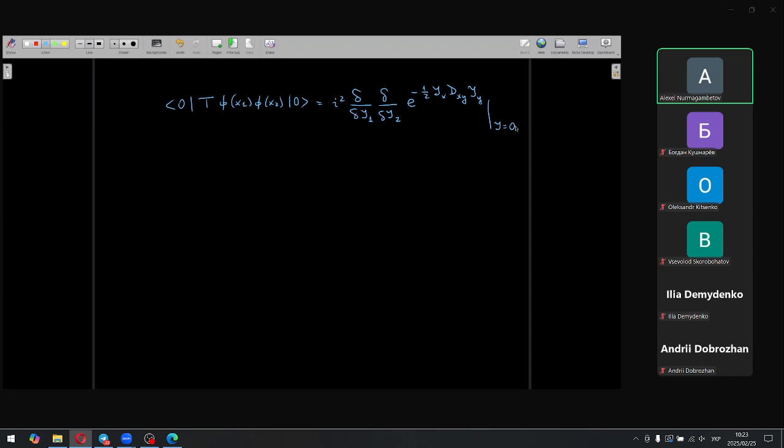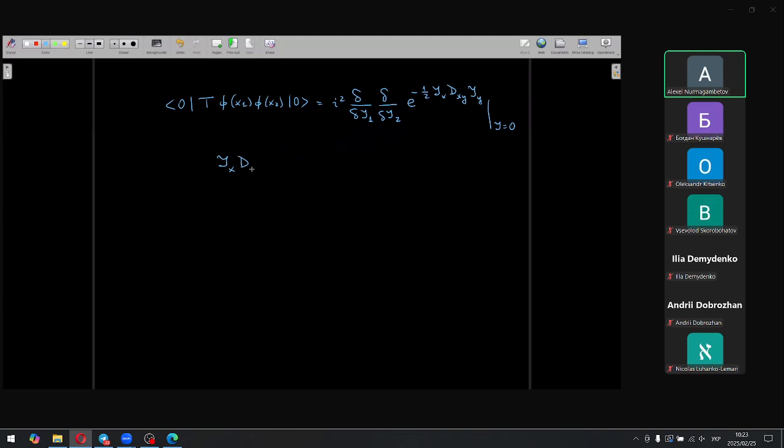So again, this combination j x D xy j y is nothing but the double integration over 4-dimensional x and y of the combination j dependent on x, D of x minus y, j dependent on y. So we have to take into account the explicit form of this notation in performing the functional derivation. So we can continue here.